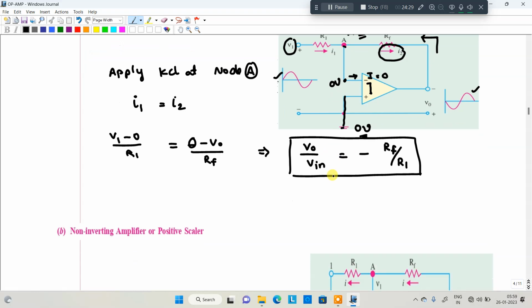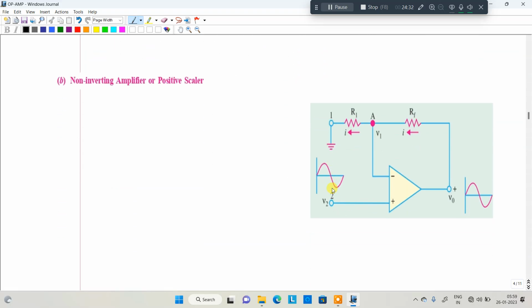Next we are moving to the non-inverting amplifier. The non-inverting amplifier is also called a positive scalar. In the examination, write the formula for the positive scalar. Maybe you are thinking it is out of the syllabus, no. Now here, which terminal is grounded? The inverting terminal is grounded. The non-inverting terminal is connected to the input. You may expect the input to be in phase with the output.